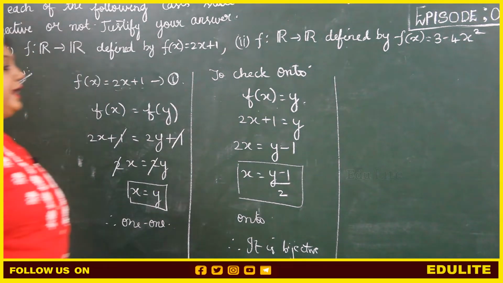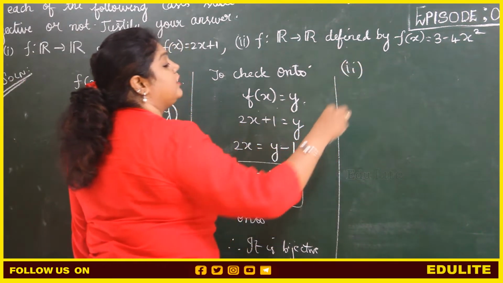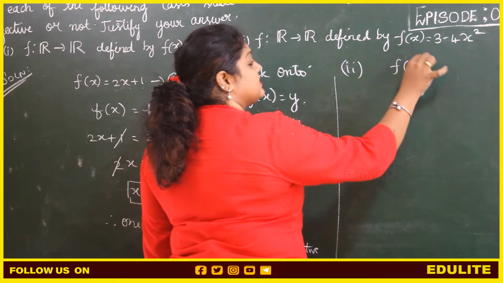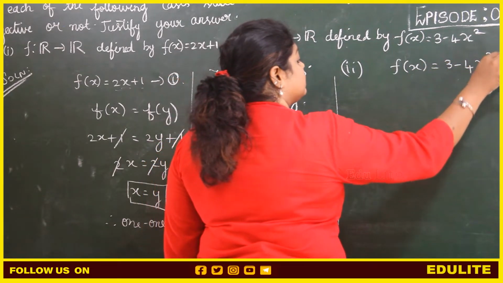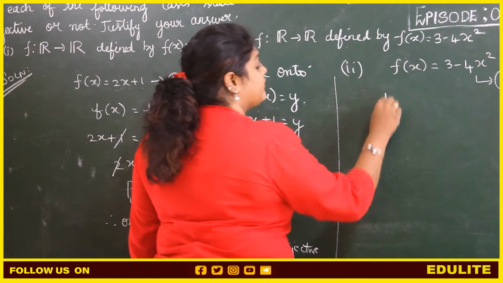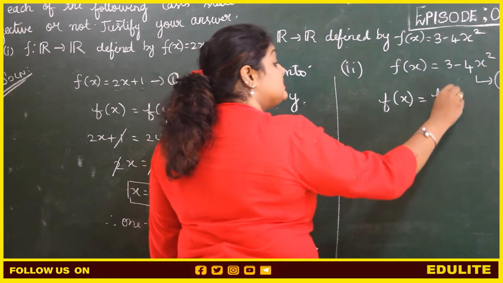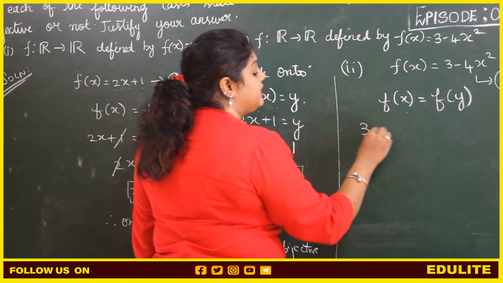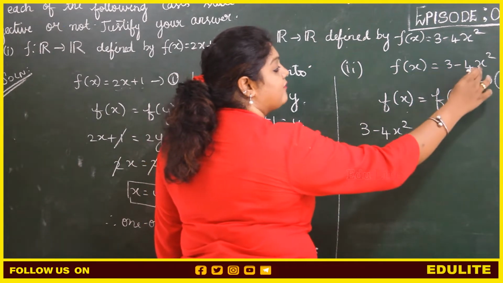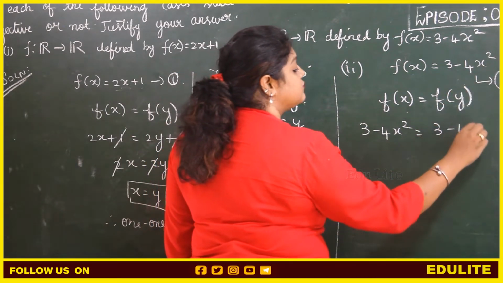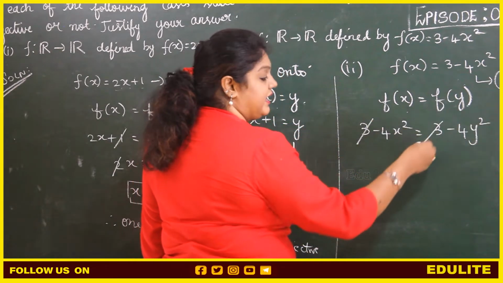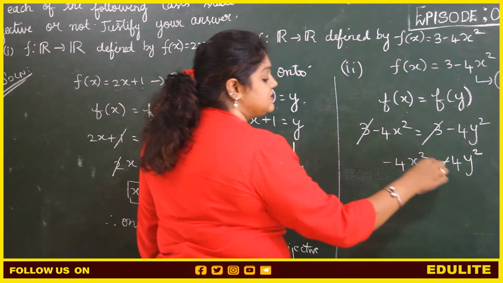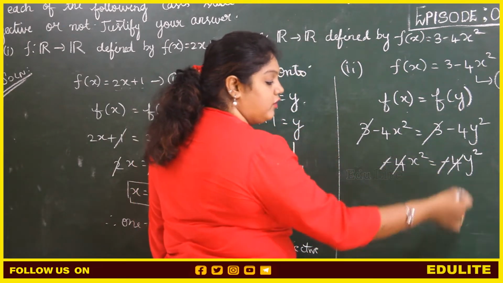We will move on to the second option. In the second option, we will first check whether it is 1 to 1. If it is 1 to 1, then we will move on to the onto operation. So, we will consider f of x as given, 3 minus 4x squared, which we will consider as equation 1. Similarly, we will take f of x equals f of y. From this, if we can bring x equals y, then f is 1 to 1. F of x is given as 3 minus 4x squared. F of y means we have to replace x with y. It will become 3 minus 4y squared. 3 and 3 will directly get cancelled. Minus 4x square equals minus 4y square. Minus and minus will directly get cancelled. 4 and 4 also will get cancelled.